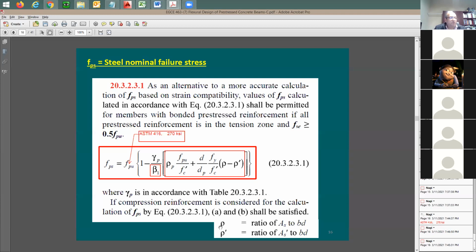When it comes to just rho, it's the cross-section area of the reinforcing bars to the cross-section area of the concrete. When it comes to the compression steel ratio, like what you see here, it's AS prime divided by BD. Now the question is, what is this rho P? It's going to be APS divided by BD. It's very similar, but it's for the pre-stress strength. This is okay.